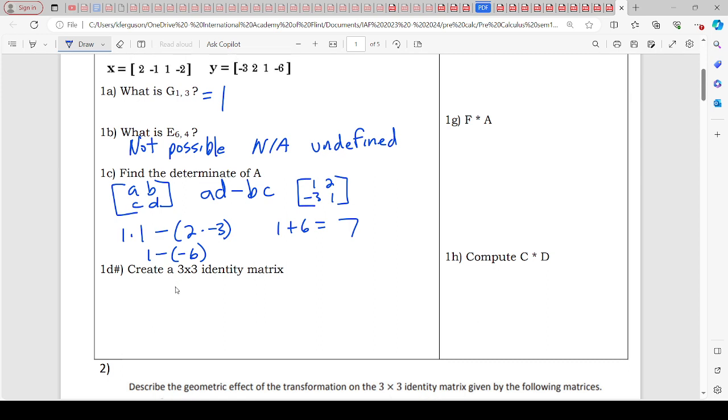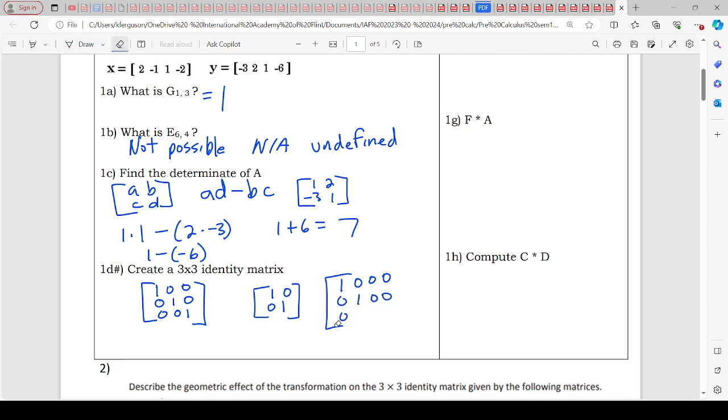All right, so create a 3 by 3 identity matrix. Well, 3 by 3 would look like this. Ones along the diagonals, everything else is 0. So along that diagonal right there, you get all ones. It needs to be one, and they need to be square, so the same amount of rows and the same amount of columns. That's the identity matrix.